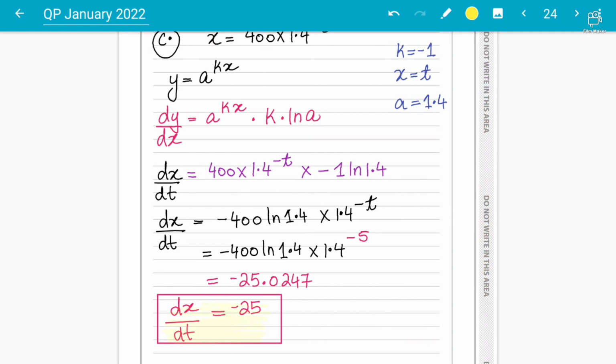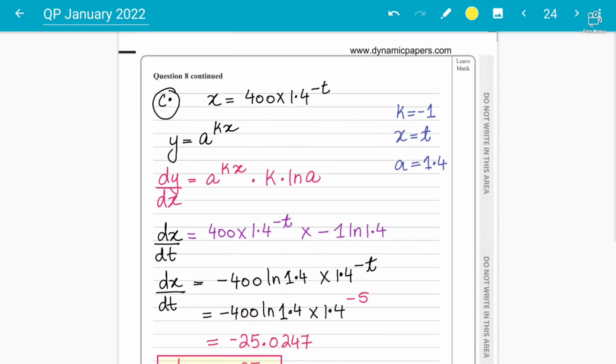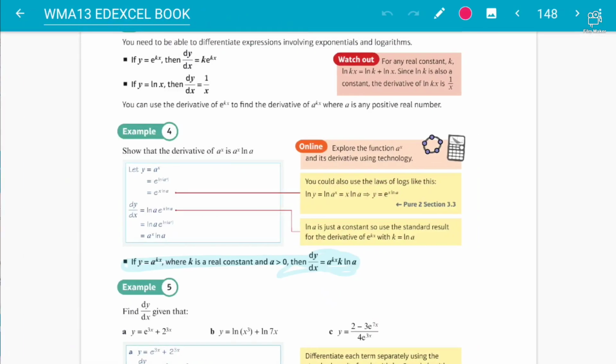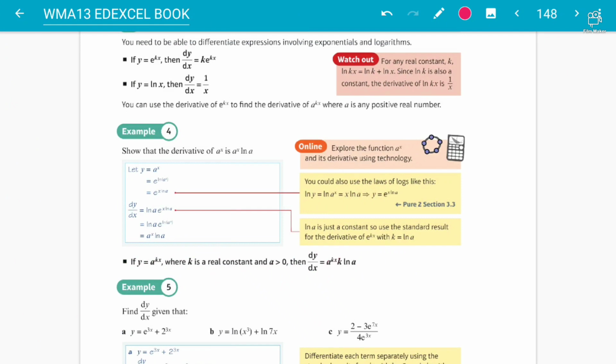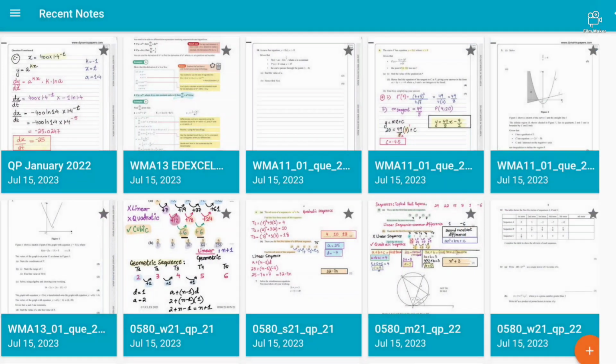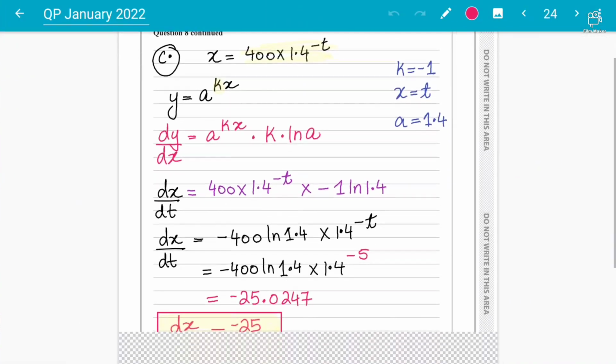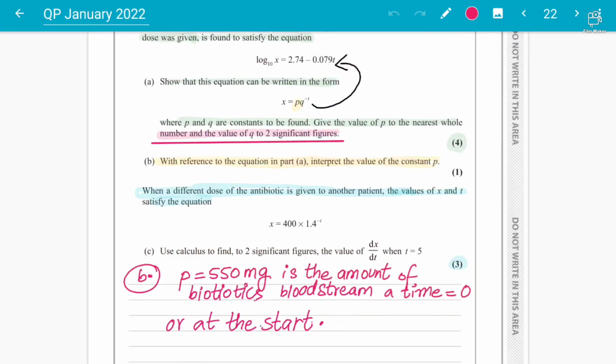Hope students get this. Make sure to revise this concept. How do you differentiate? That is basically the function, you write it, whatever is written, you write it as it is, and the value of k multiplied with ln a, okay? That is what this tells as well. You write whatever it's written with k value of ln a, and that is how, students, this is solved in a nutshell, okay? This question, part A, part B, and part C as well, okay?